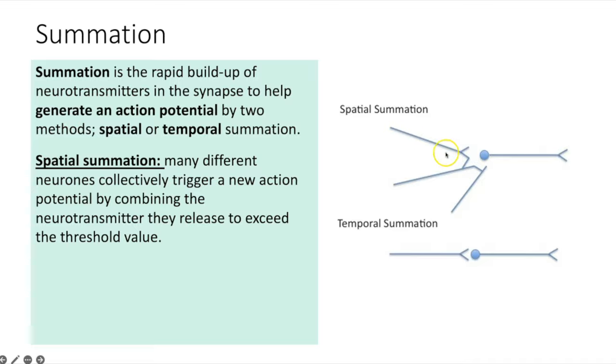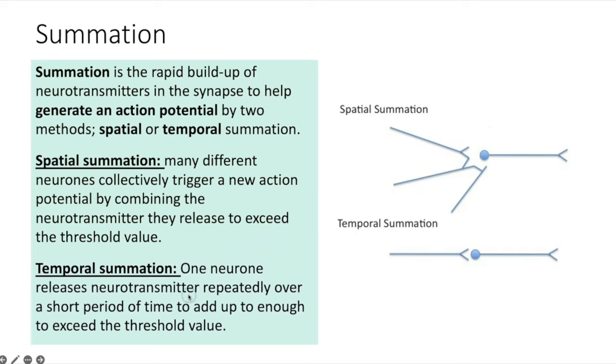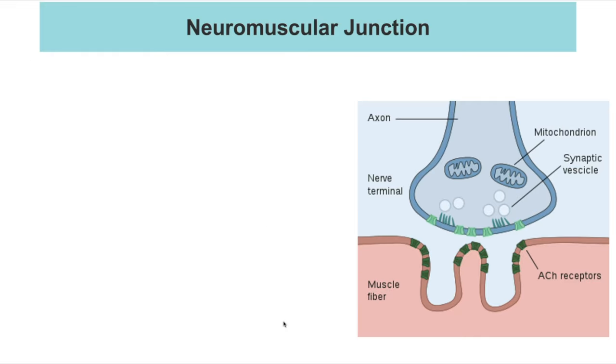Spatial summation is when you have multiple presynaptic neurons all converging at one postsynaptic neuron. And collectively, those presynaptic neurons should release enough neurotransmitter to help trigger an action potential. Temporal summation is when there is only one presynaptic neuron converging to one postsynaptic neuron, but that one presynaptic neuron will release neurotransmitter repeatedly over a short period of time to add up to enough to exceed that threshold value.